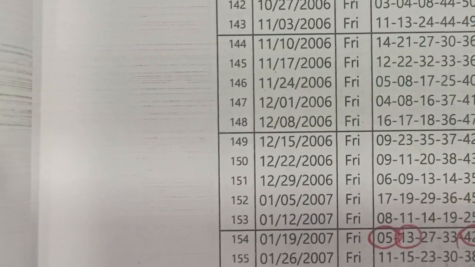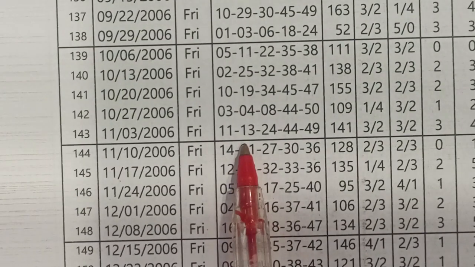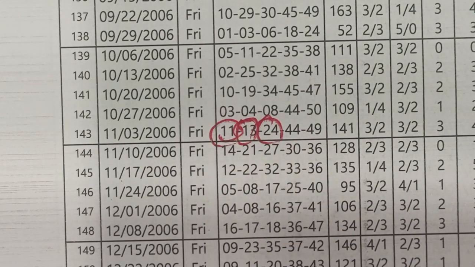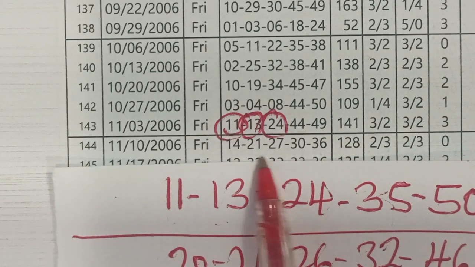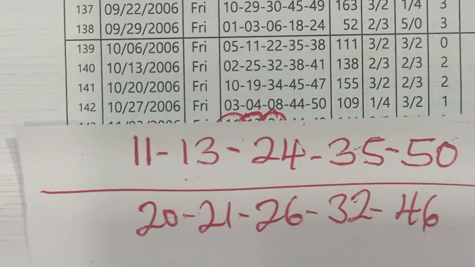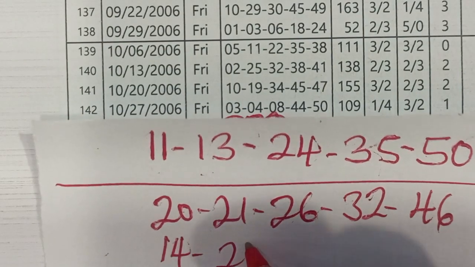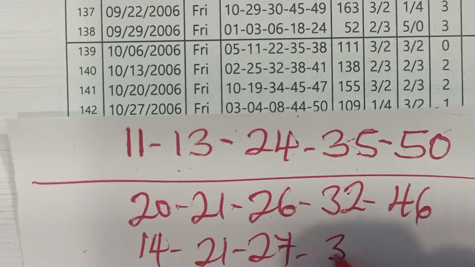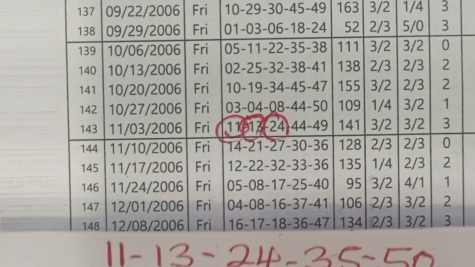Let's move on to the next, which is results number 143. It also dropped the number 11, it dropped 13, and dropped 24. So the current result picks 11, 13, 24. So we have 14, 21, 27, 30, 36. Let's copy those numbers: 14, 21, 27, 30, and 36. These are the numbers there.